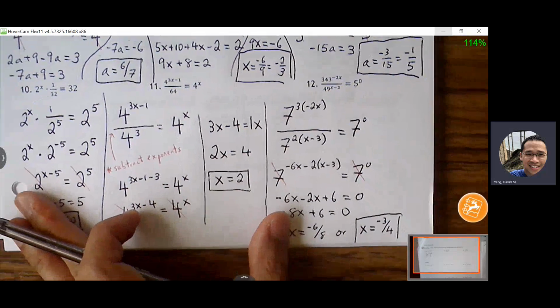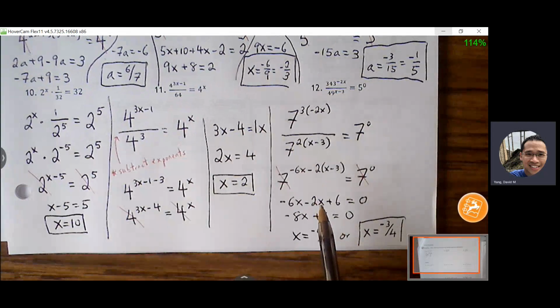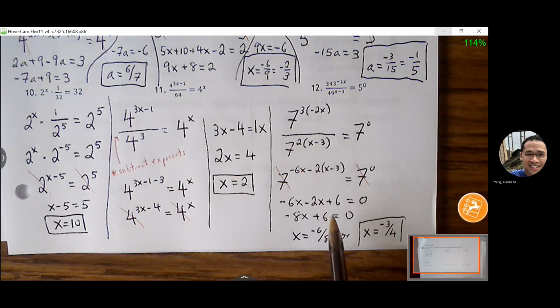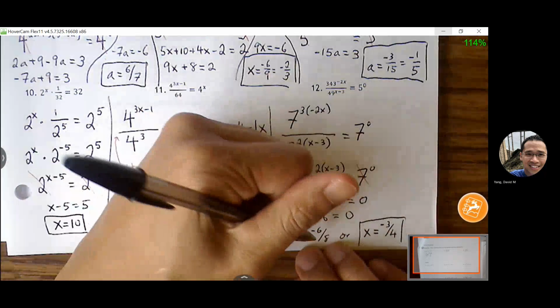Number 12, wouldn't it just be 3 over 4? Positive 3? Negative, negative. Yeah, you're right. Should be negative, both negative.